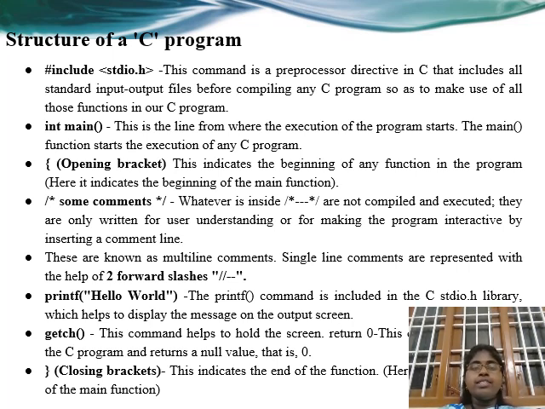For example, if you print any simple statement using the printf statement, printf open bracket, double quotes, and some message, you print the statement in the C program. Then we go to getch. This command helps to hold the screen. Then return 0 in the C program returns a null value that indicates 0. Then we close the program using the closing bracket, which indicates the end of the program. And when we use big programs, we can split them into sub functions of the program also.